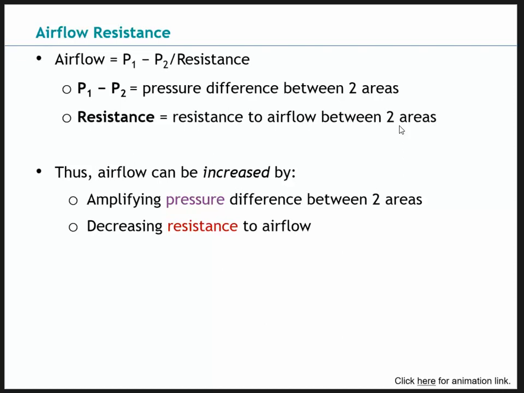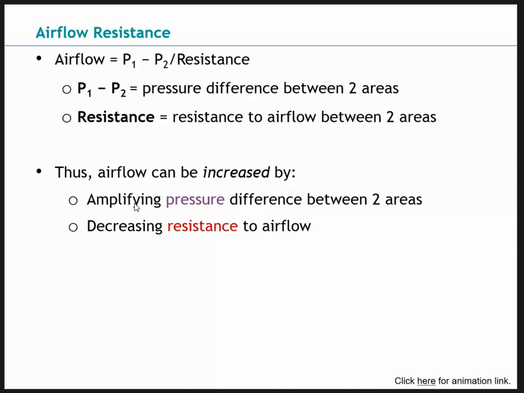We can look here and talk about how airflow increases. We already talked about what determines airflow, and now if we amplify the pressure difference between two areas, we'll have greater flow. We talked about this with the cardiovascular system: amplifying the pressure difference between two chambers or between two ends of a vessel will increase blood flow. Same thing with airflow. When we have a greater difference between the two areas, we're more likely to have an increased flow.